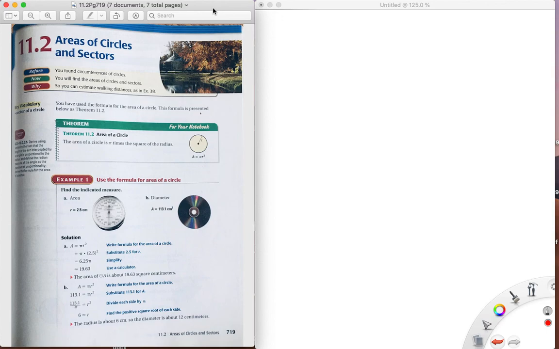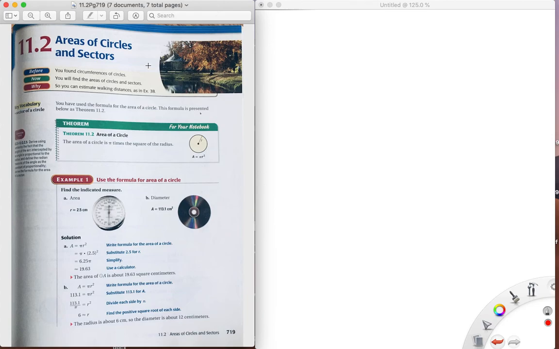Hey guys, so this is chapter 11.2, areas of circles and sectors and area of sectors. Recall from the last section we dealt with arc length in degrees and arc length in units. We're now dealing with the area.